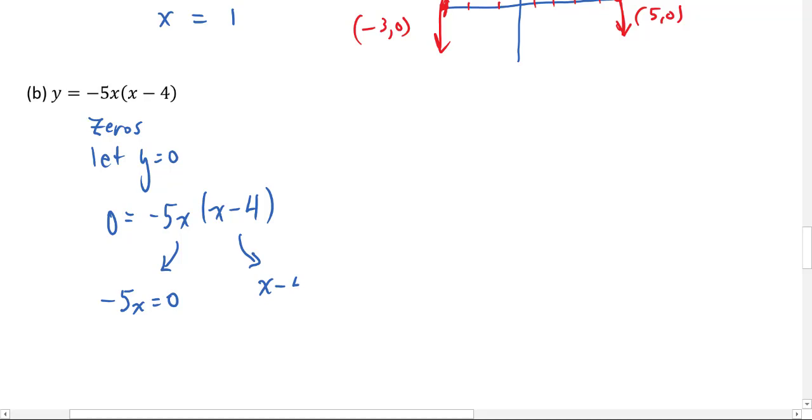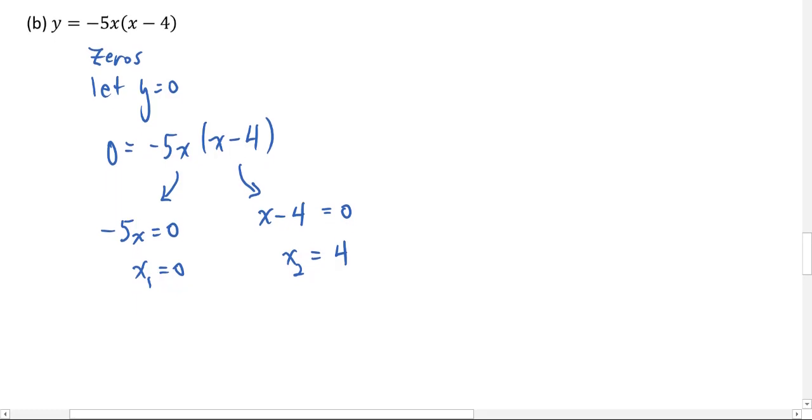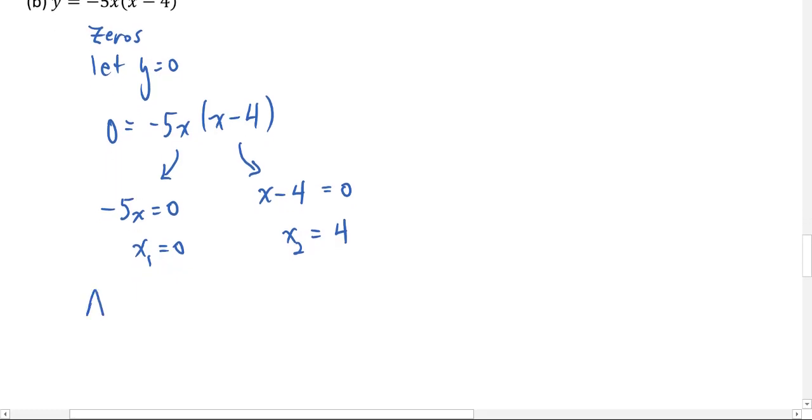But then we also look at the x minus 4. When does that equal 0? So if we divide both sides by -5, we're going to get x1 equal to 0. Add 4 to both sides on this one, and we get x2 equal to 4. So we've got the zeros.